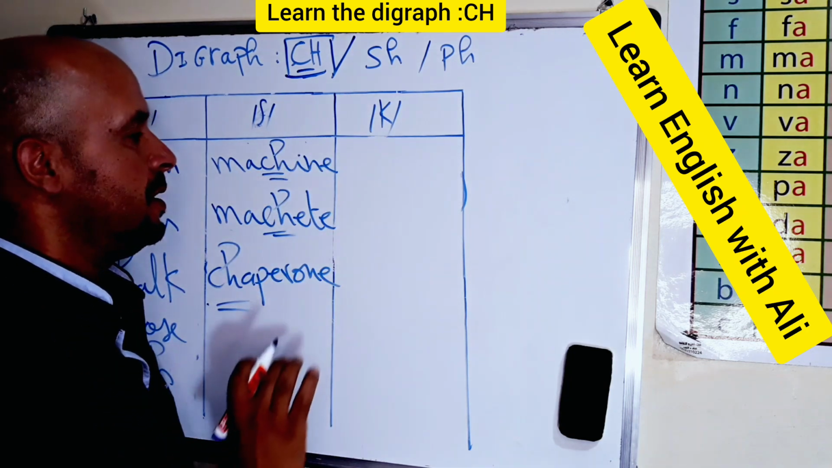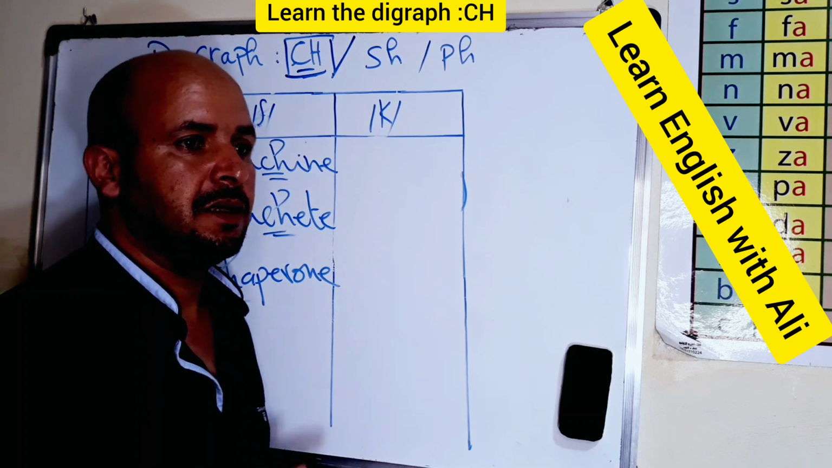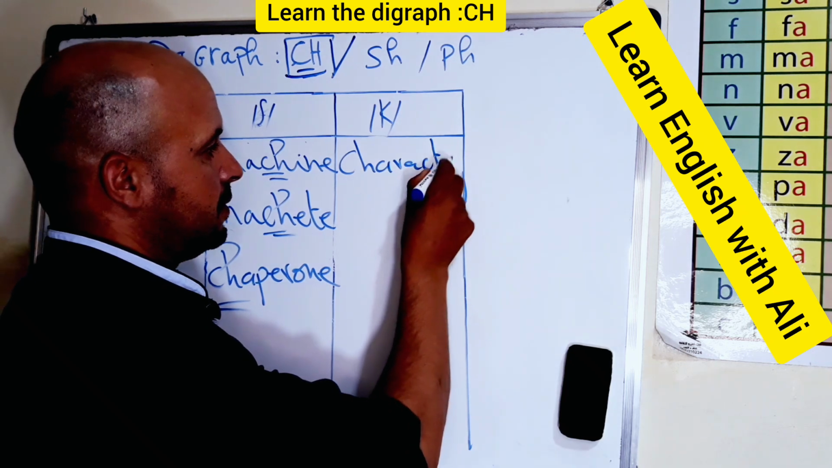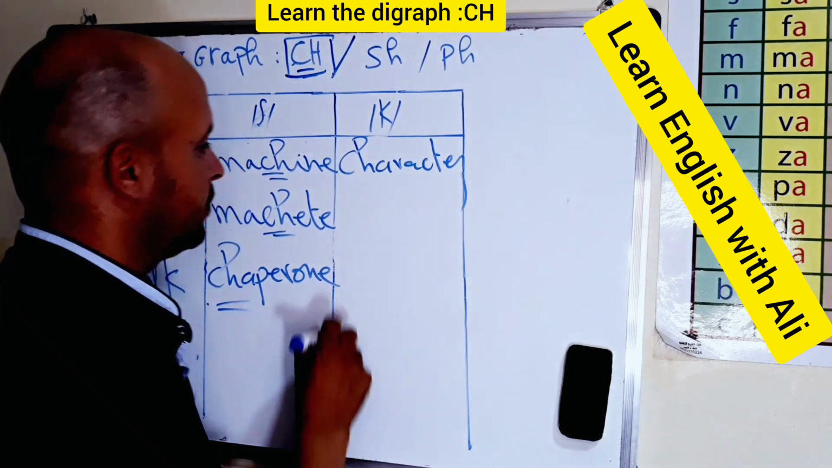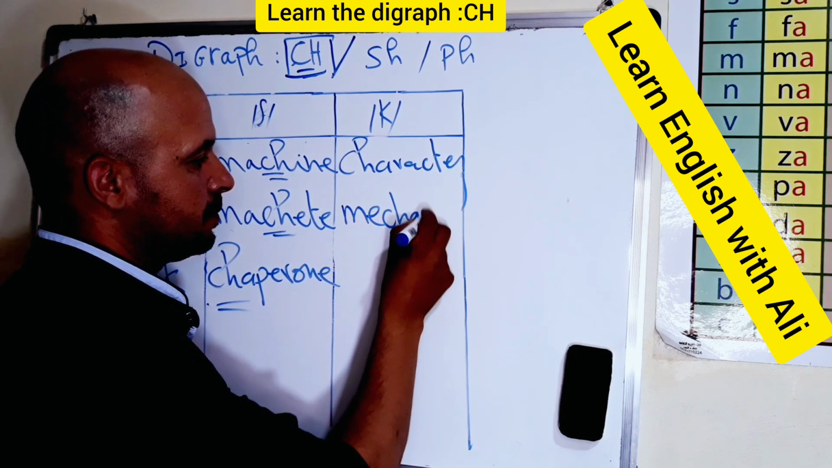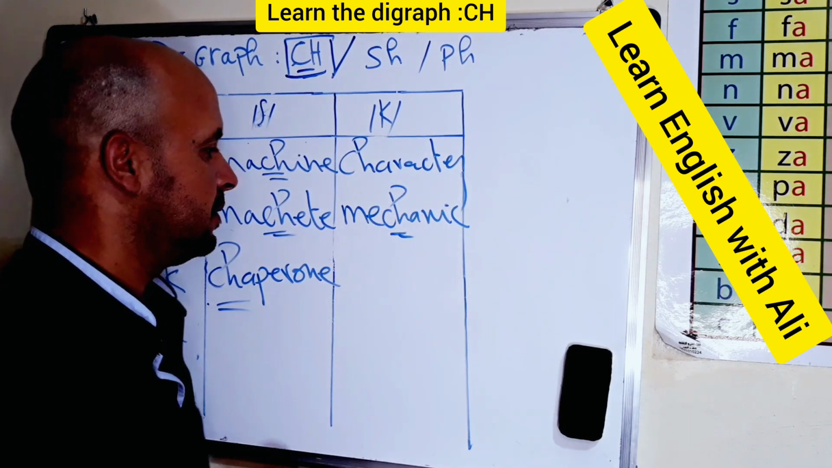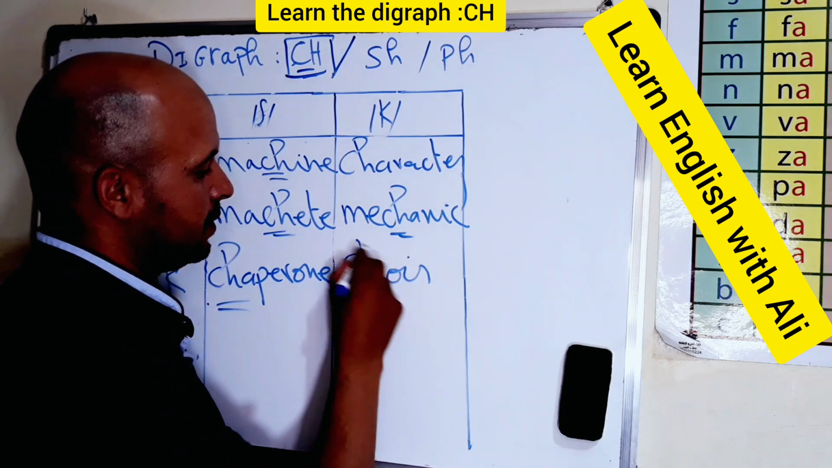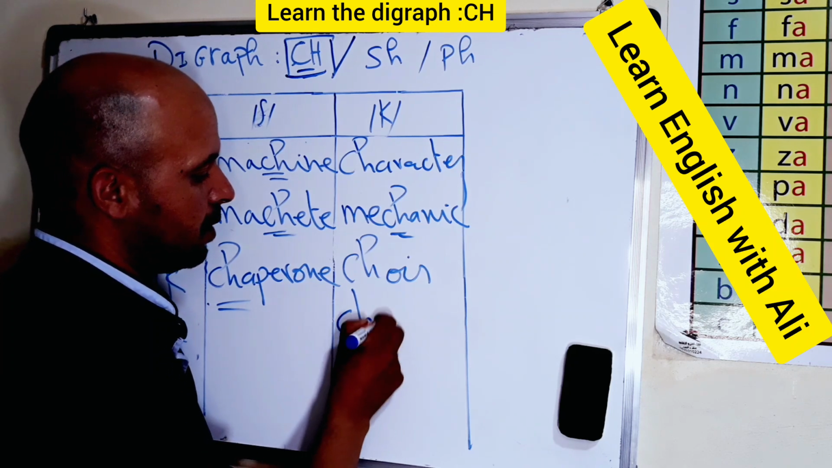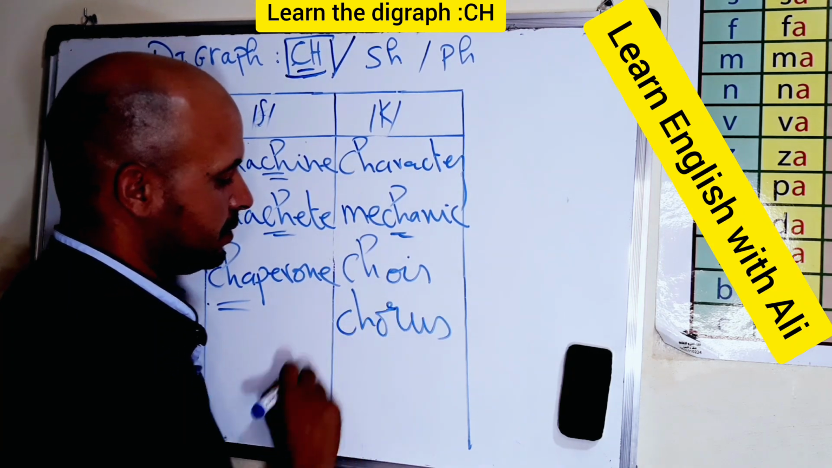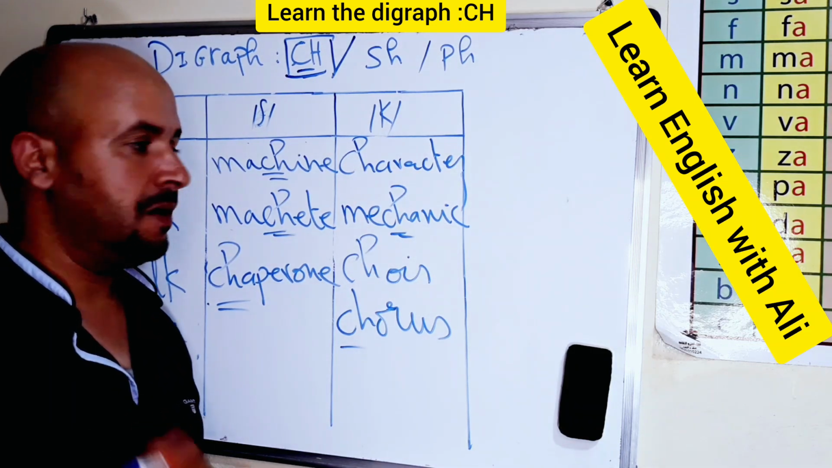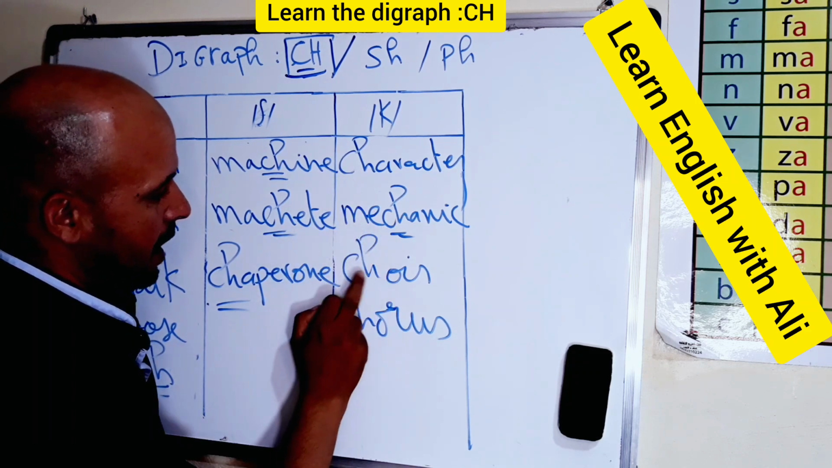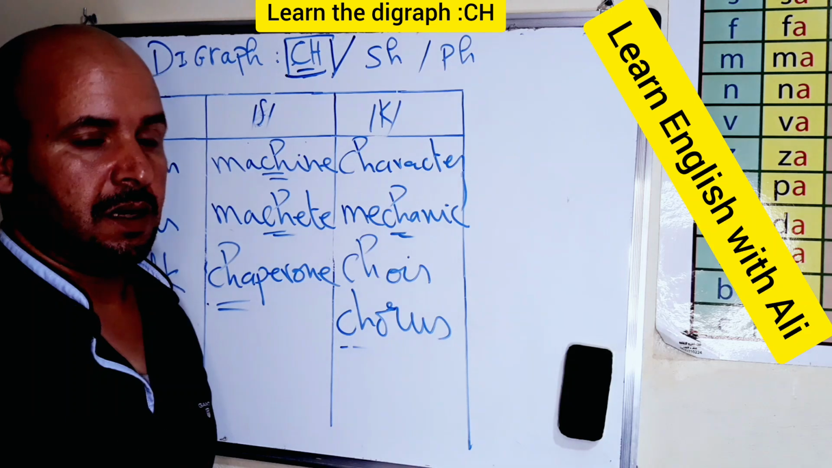Let's move on to the sound k, like the words character, mechanic. What else? Choir, course. As you may have noticed, all the letters here are pronounced k.